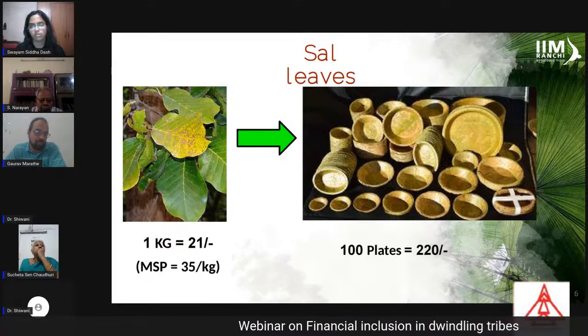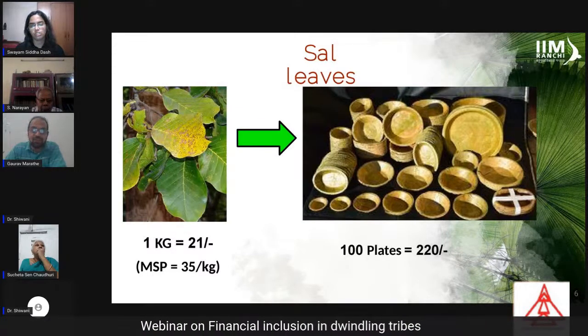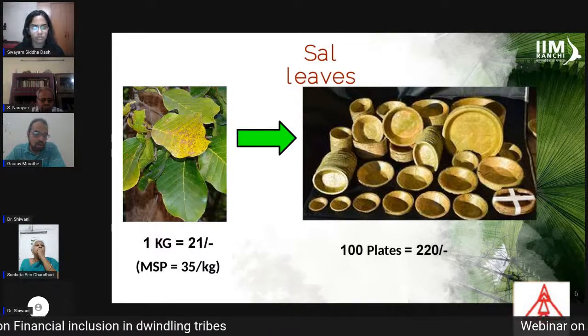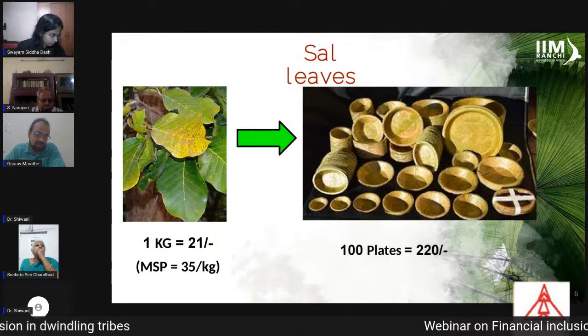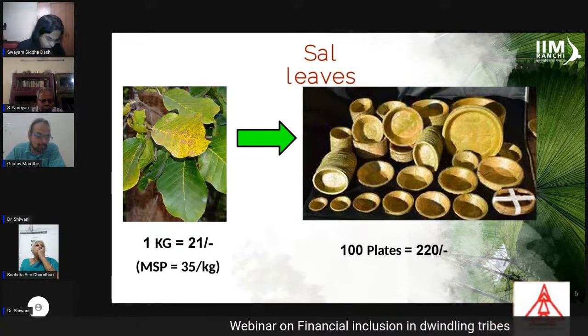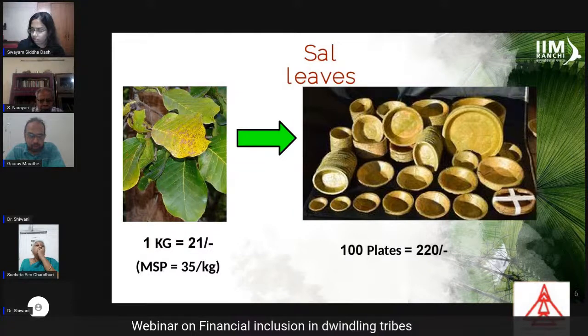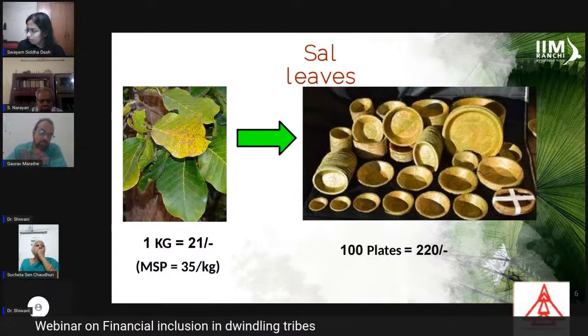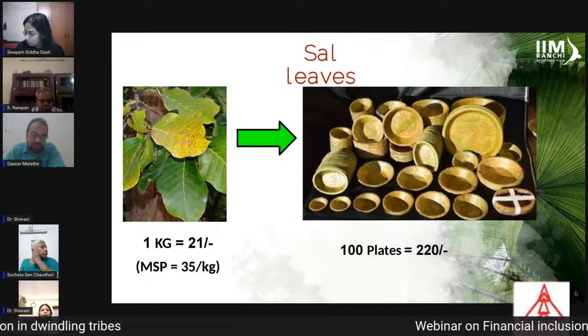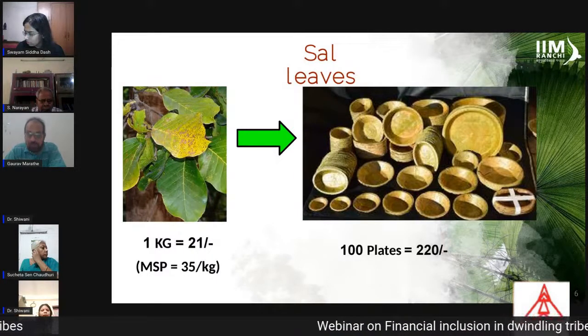And then imagine if they can convert these leaves into plates. This is a very well explored opportunity. It has failed sometimes, it has been successful at some times. But if these sal leaves are converted into plates, then 100 plates can get 220 rupees. So that's a big value addition. That's a really, really big value addition. Can this happen? That is the question.